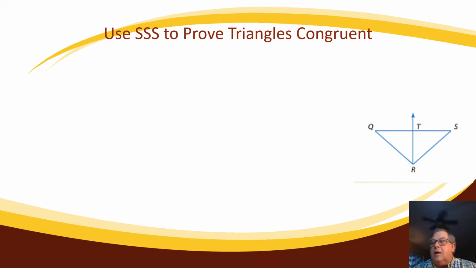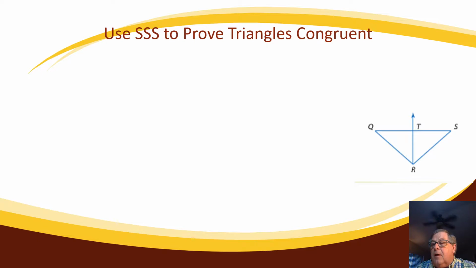As we are studying triangle congruency, one of the ways that we can prove that two triangles are congruent is if three sides of one triangle are congruent with three sides of a second triangle, then we can say that the triangles themselves, the two triangles, are in fact congruent.